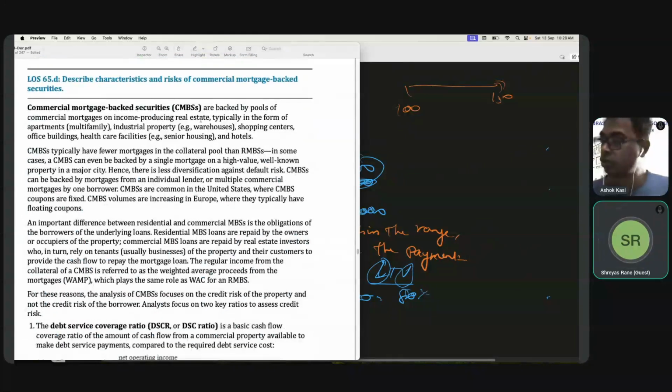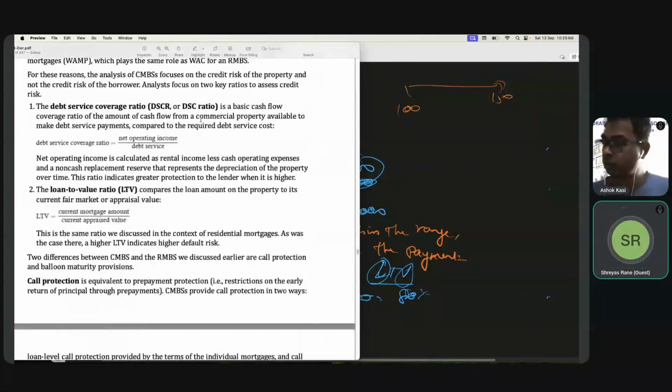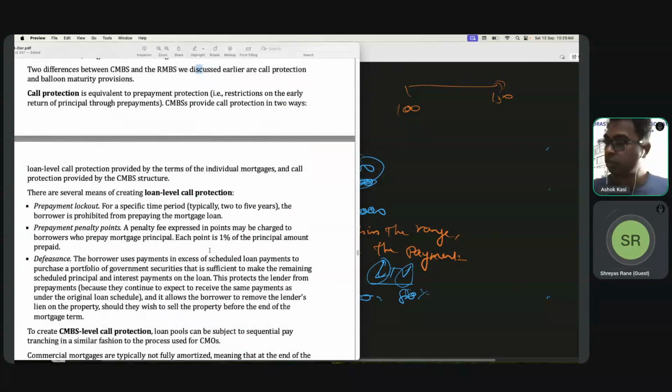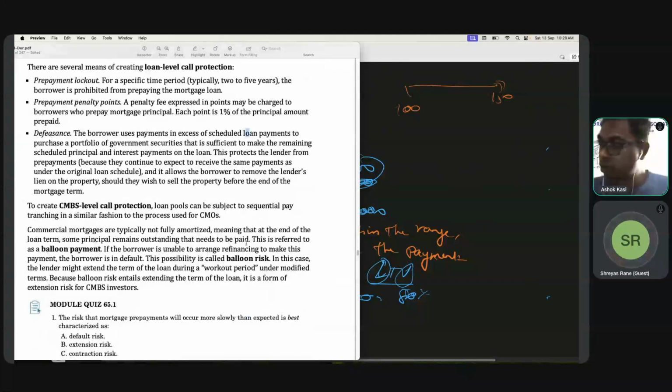Commercial, this I told you, commercial mortgage backed securities. This is not required. This is there in FSA, so they will not ask you. Loan to value we have already done. Call protection means they will not call back. This all here is not required. You don't have to read all this.